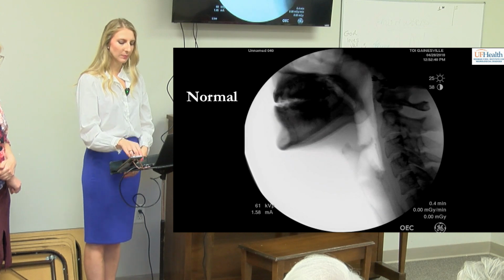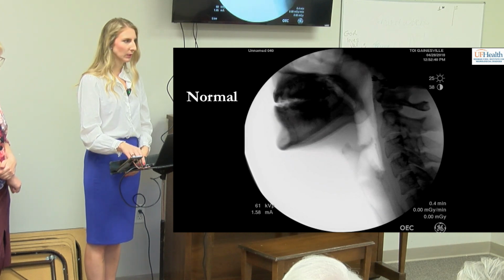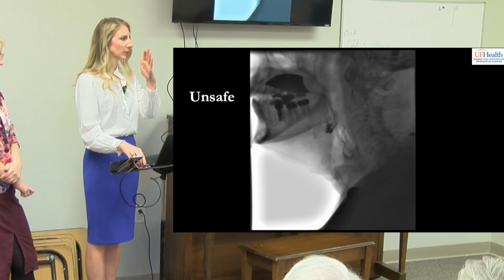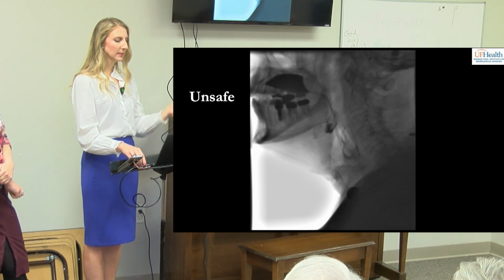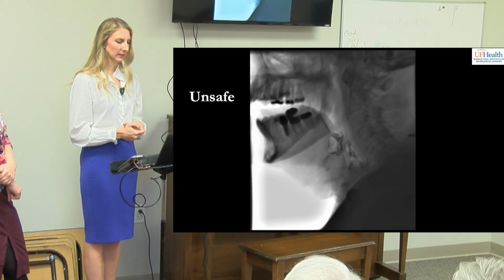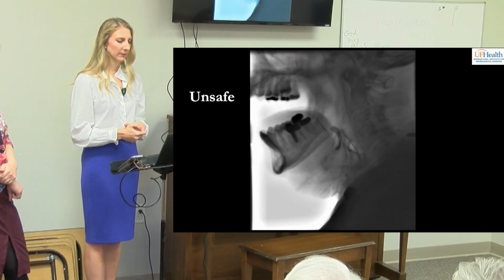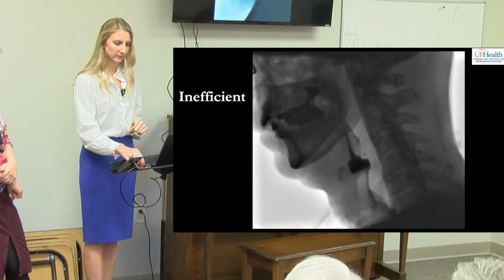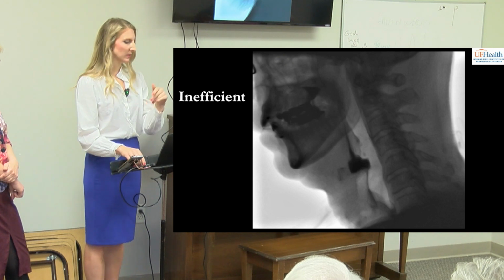All right, so now I'm going to show you an unsafe swallow. So this patient is going to aspirate. Remember, we're looking for material entering the air tube in the front and going below those vocal cords. So you can see it there. And it doesn't appear to have, oh, there's a little cough response there. Looks a little weak. It's not effective in getting the material out.